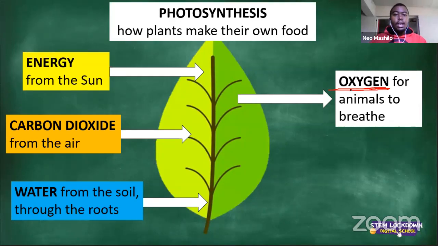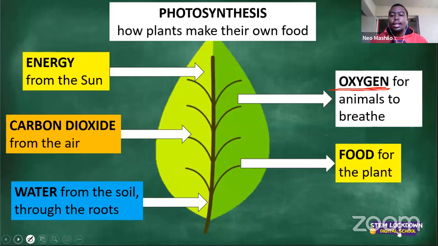Last time when we were looking at interdependence, I asked what do animals need plants for? And the first thing we all spoke about was the fact that animals need plants so that we can breathe. And that is one thing that comes out at the end of the process of photosynthesis. Another thing that comes out is something we call food. And this is the food for the plant. So at the end of photosynthesis, the plant will make its own food.